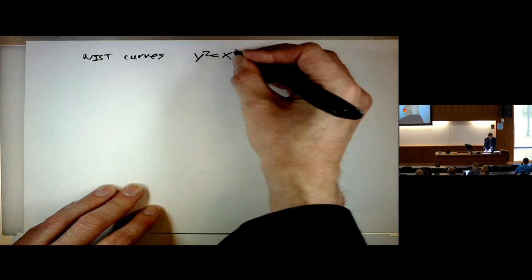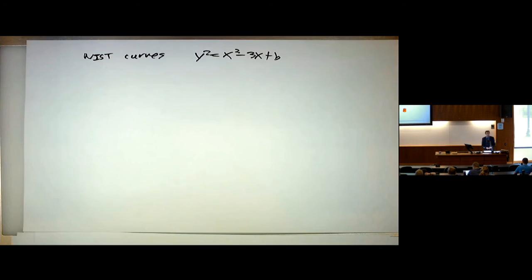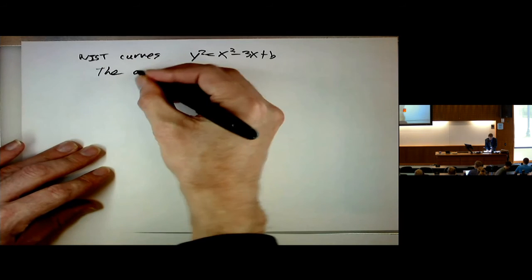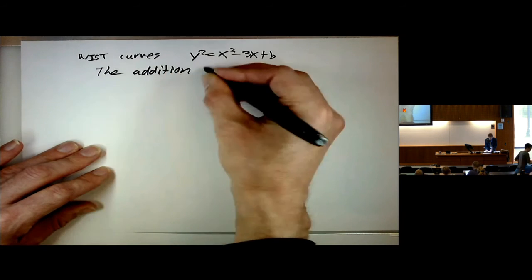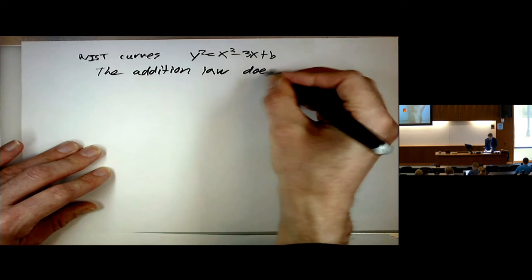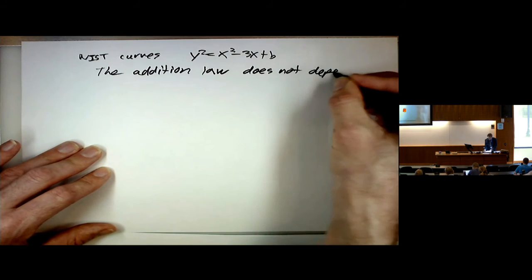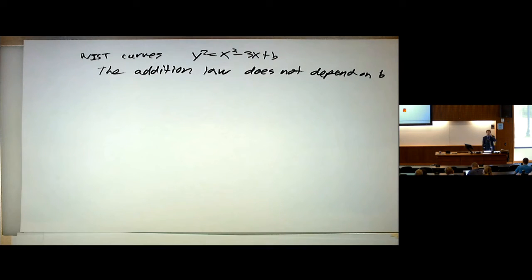y squared equals x cubed minus 3x plus b. The amazing thing, and probably the thing that led them to be chosen in the first place, is that the addition law does not depend on b. That's pretty amazing. That would seem to be a great thing. It makes implementation simpler. It makes the algorithms faster. Why wouldn't you want that?